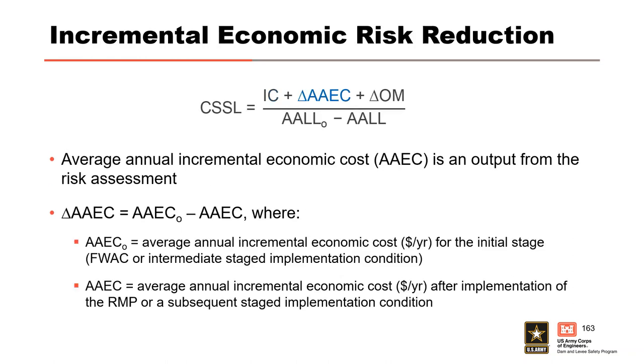The second term is the change in the average annual economic cost. This is equal to the baseline average annual economic cost, which will be for the FWAC, or for an intermediate staged implementation condition, minus the average annual economic cost after implementation of the risk management plan, or after a subsequent staged implementation condition.